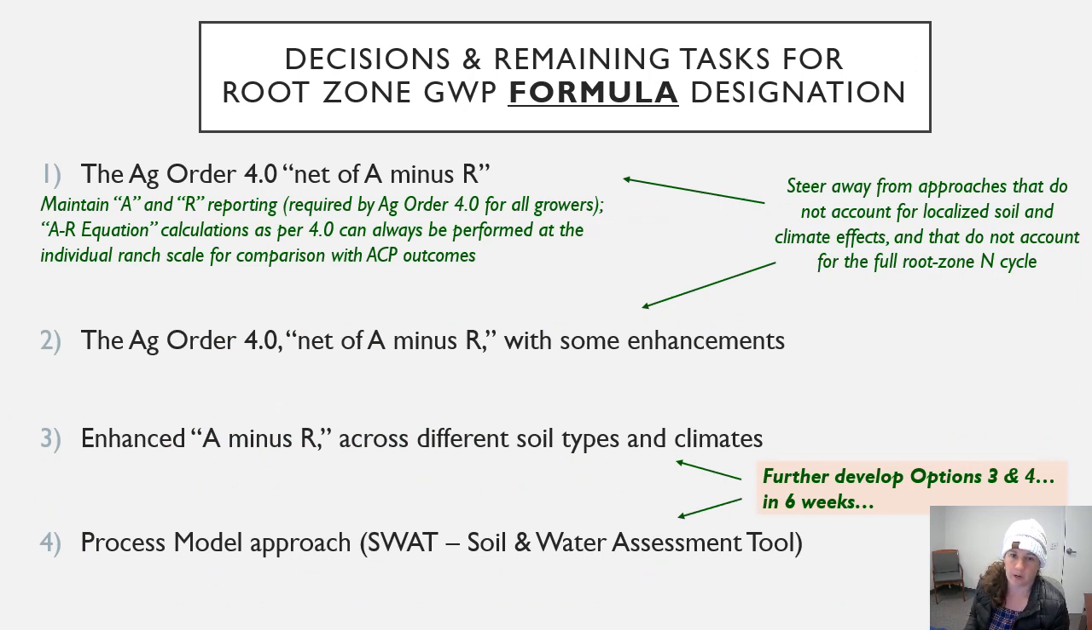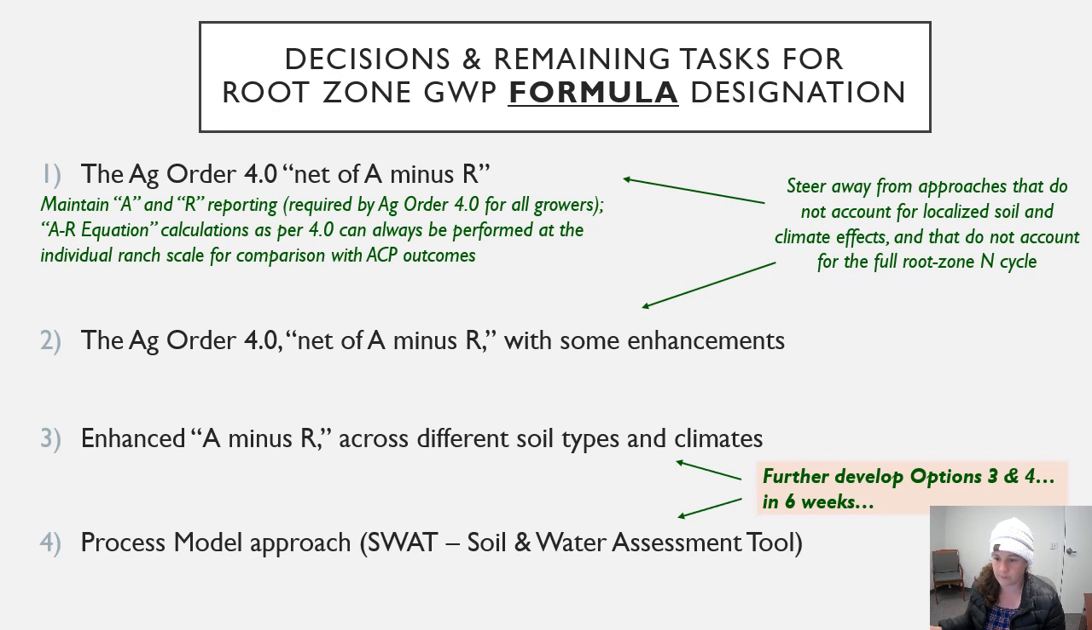So our decision points and remaining tasks for formula designation, at least in the root zone: we are going to maintain A and R reporting, which is required by Ag Order 4.0 for all growers. This A minus R equation, those calculations as per 4.0, can always be performed at the individual ranch scale for comparison with outcomes from an alternative approach. So this reporting and the ability to calculate A minus R is not going away.